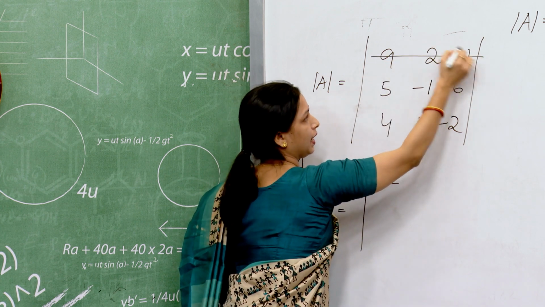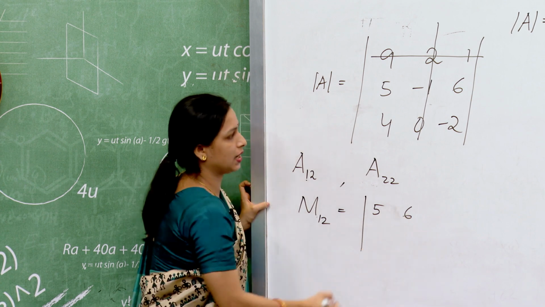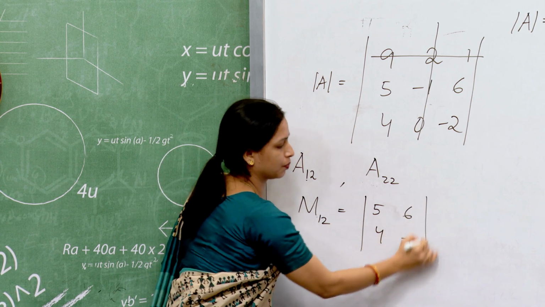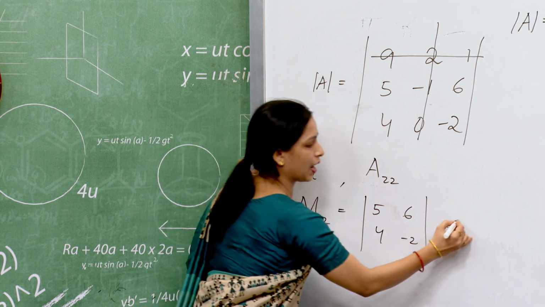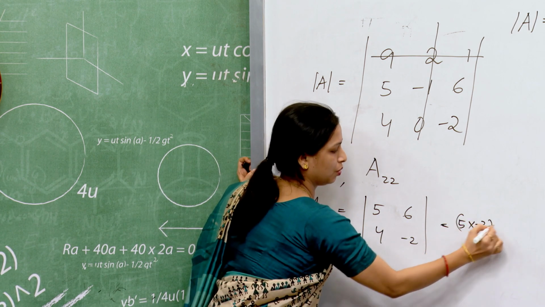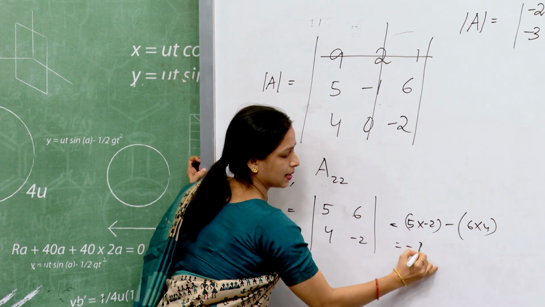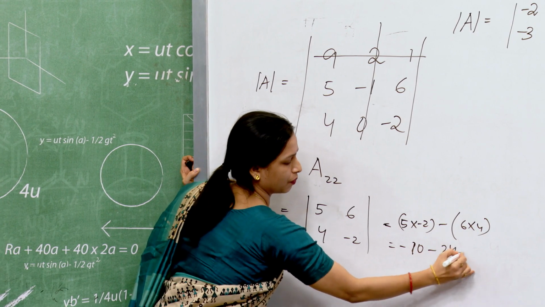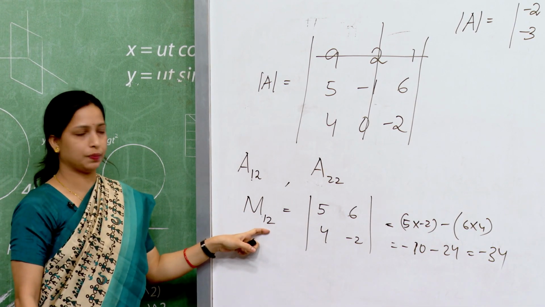So, we have to delete the row and the column in which 2 exists. We get 5, 6 and 4 and minus 2, right. So, what is the value that we get? 5 times minus 2 minus 6 times 4. So, we get minus 10 minus 24, we get minus 34. So, this is the minor of 1, 2, right.